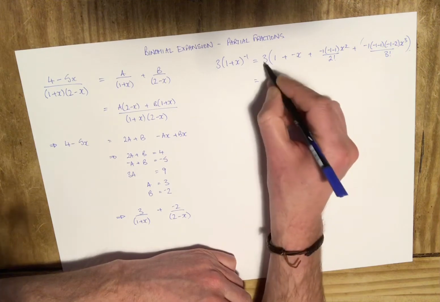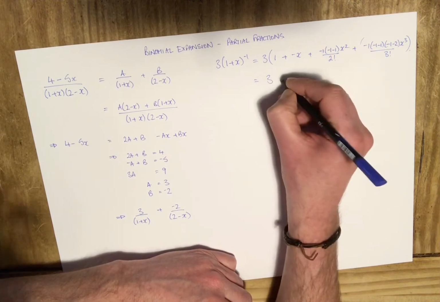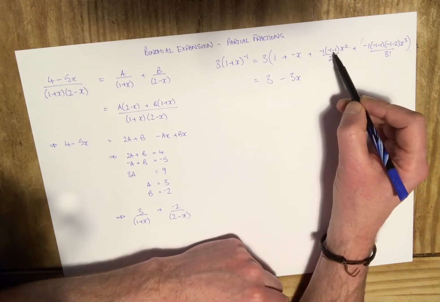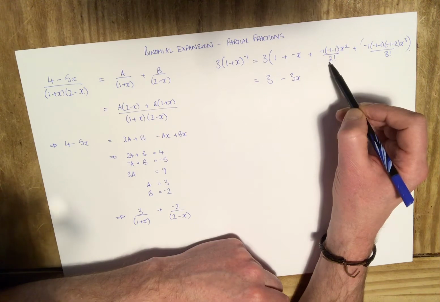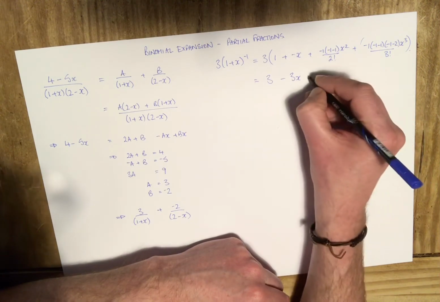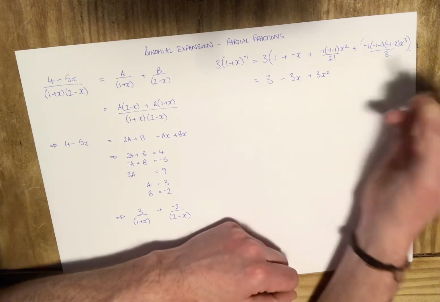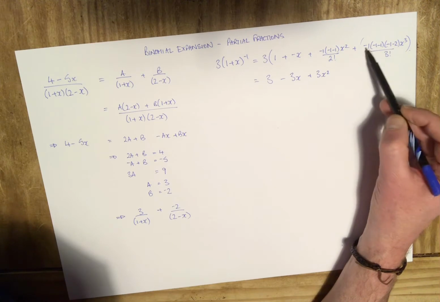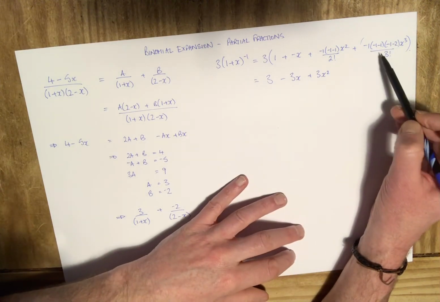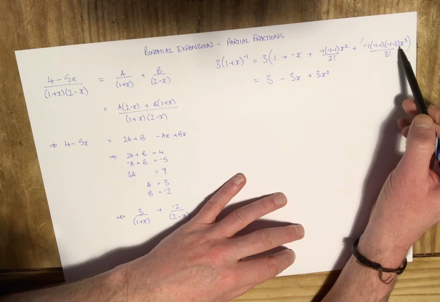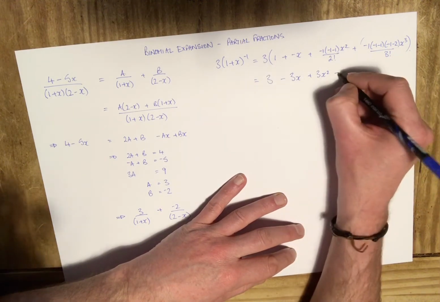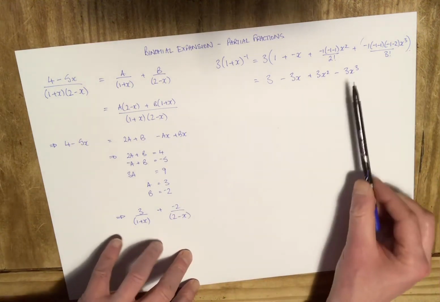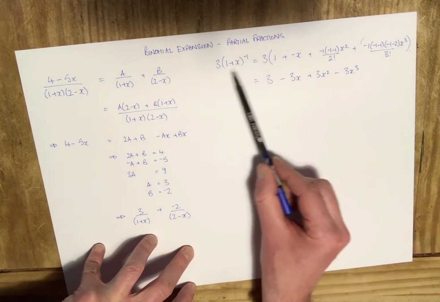Now we'll just expand that. So 3 times 1 is 3. 3 times minus x is minus 3x. Minus 1 times minus 2 is 2. 2 over 2 is just 1 times the 3, so it's plus 3x squared. Minus 1 times minus 2 times minus 3 is minus 6, over 6 is minus 1. So I've got minus 1x cubed times the 3, so it's minus 3x cubed. So that is the binomial expansion, the first 4 terms of this expression here.